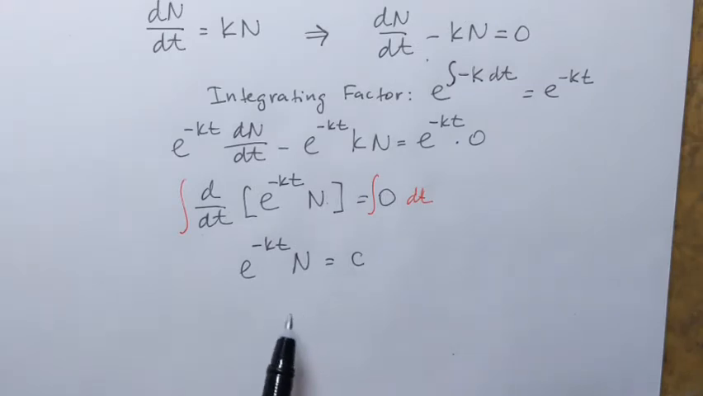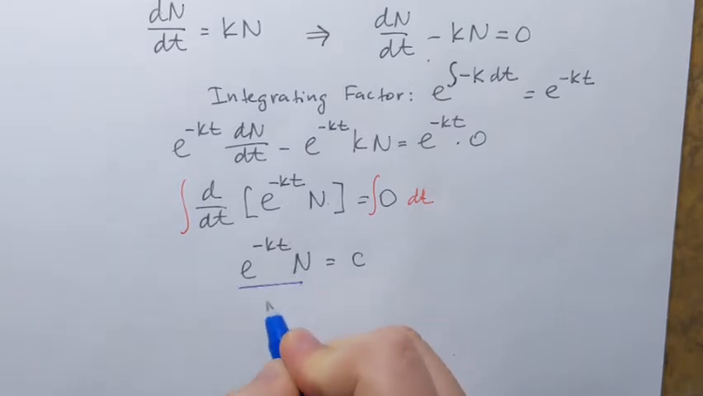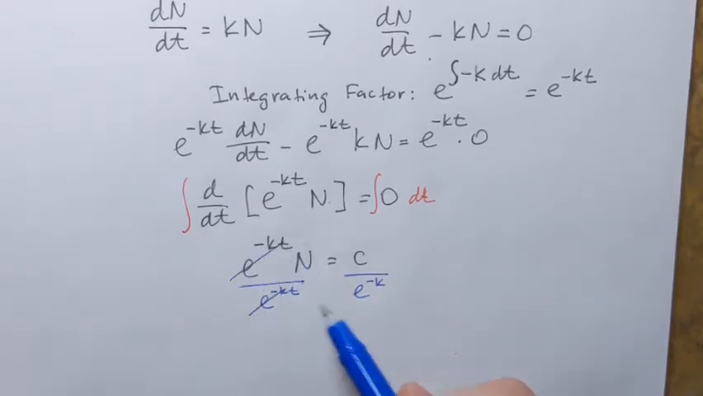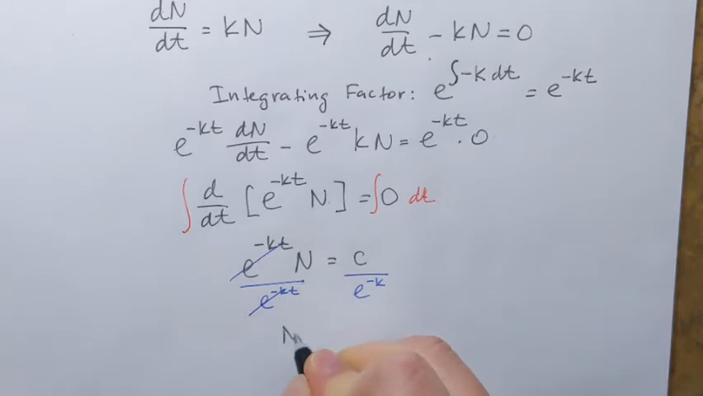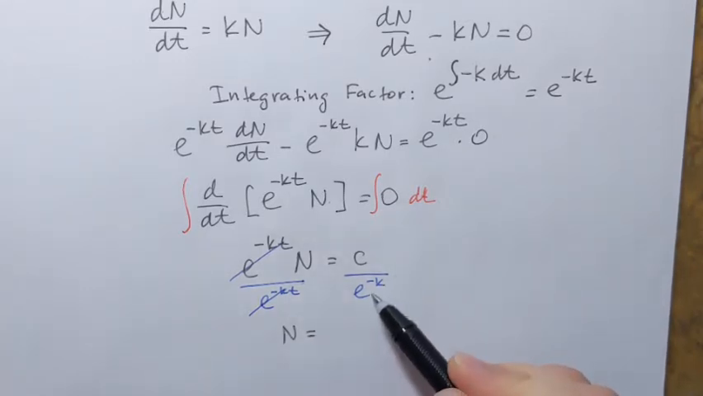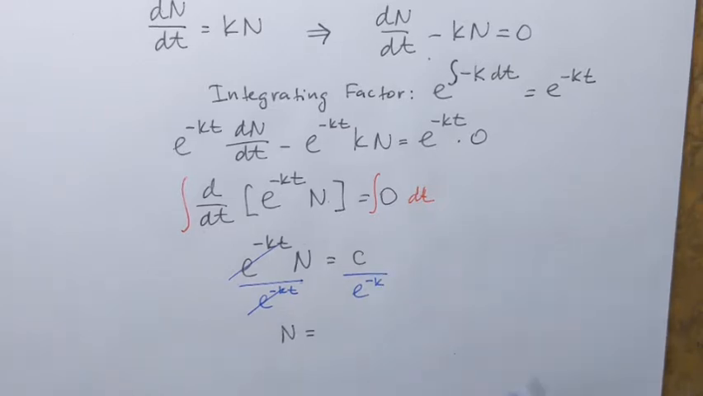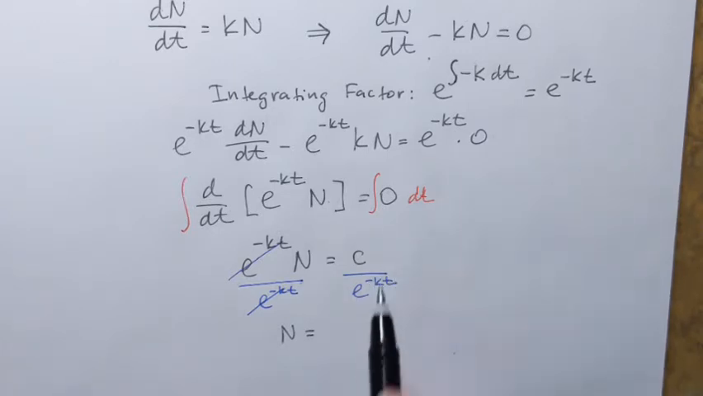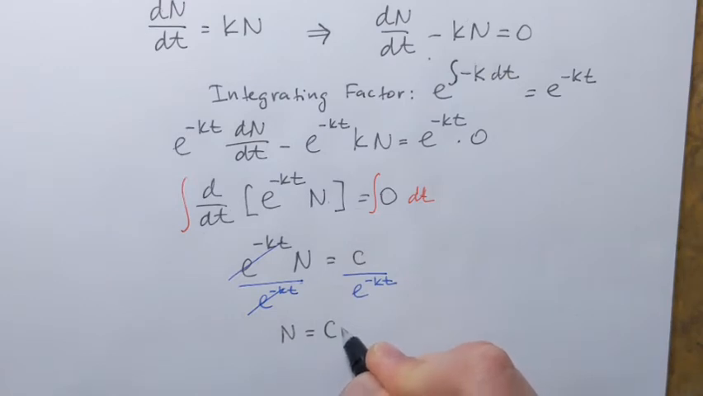But to put this function in explicit form, I want to get n by itself. For that, I'll have to divide by e to the power negative kt on both sides. And of course, that cancels on the left. It's just n. But then on the right-hand side, that e I can put to the numerator. Oh, that's kt, I forgot t. So that e with its power I can put to the numerator, and that means that the sign of the power will change to positive. So that's going to be c e to the power kt.